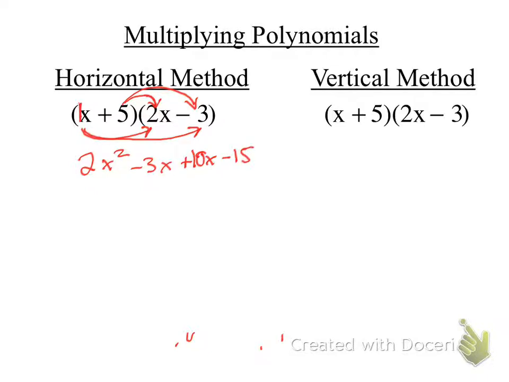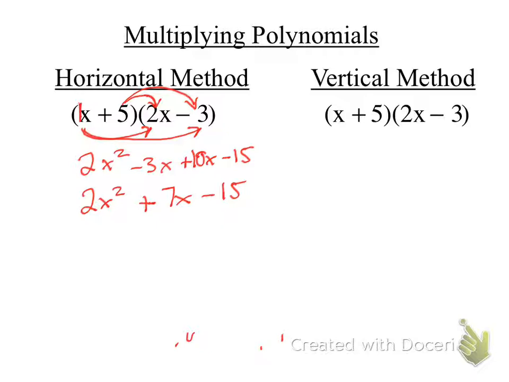Okay, do I have any like terms there? Yes. What are they? Negative 3x and 10x. Good, and that makes 7x. Okay, so I'm doing plus or minus. Is it positive or negative? Positive. Guys, you've got to remember your signs because that becomes your connector. Minus 15. Okay? So all I'm doing is double distributing.